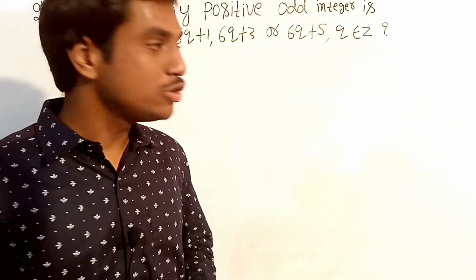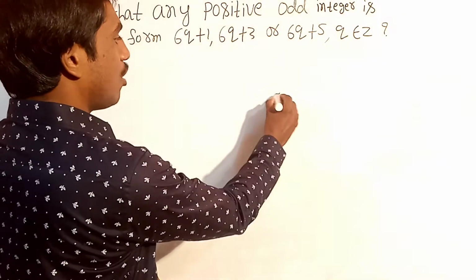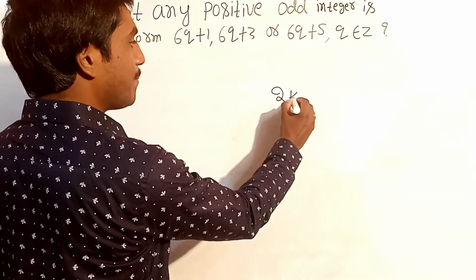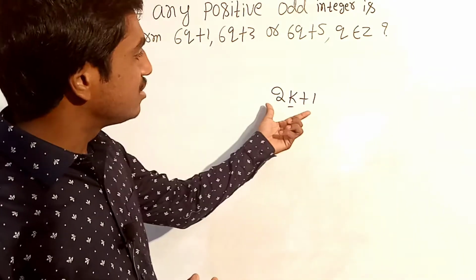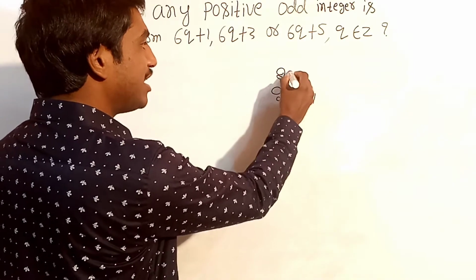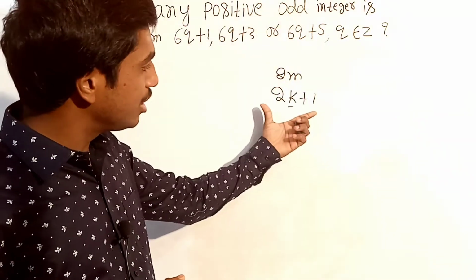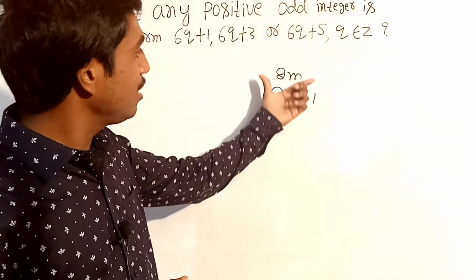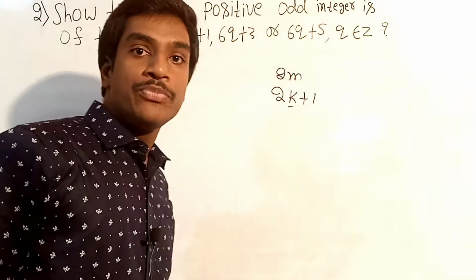Before that, we need to know one thing, that any odd integer is of the form 2k plus 1, where k is some integer, whereas any even integer is of the form 2m, where m is an integer. So all odd integers are of the form 2k plus 1 and all even integers are of the form 2m.